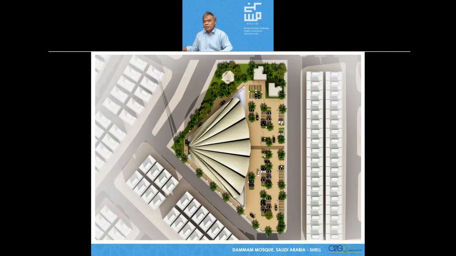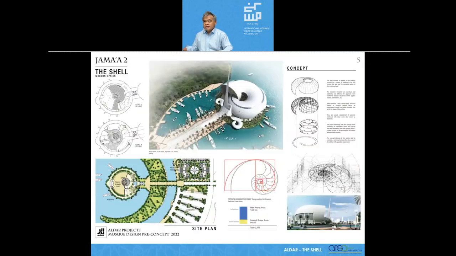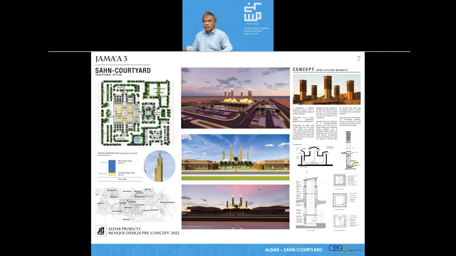And the shell. We had to submit three options, and the shell is actually to reflect Dammam as a fishing village, and also previously they collected a lot of shellfish and also oysters. This is the same as it is now. We're using the golden ratio theory to design the mosque. MYT mosque using the tower, with pool spaces inside.